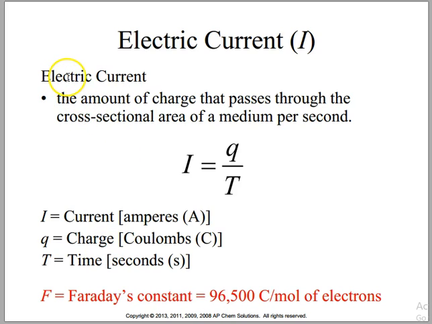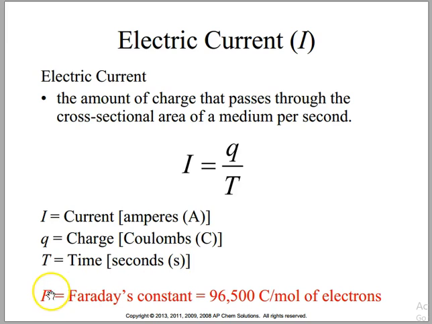What is electric current that travels from its source, where we're producing electricity, to where we use it? Electric current is the amount of charge that passes through a cross-sectional area of a medium, typically a wire, per second. So current, I, is measured in amperes, A. Small q is the charge, measured in coulombs, capital C. And t, time, is measured in seconds, s.